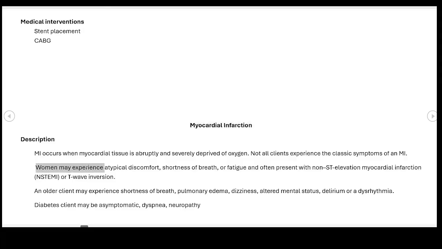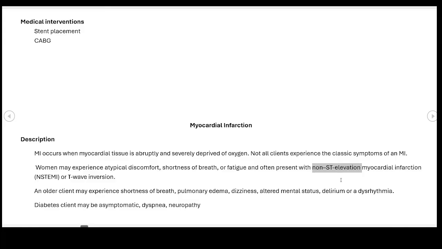If it is a woman, they may experience atypical discomfort. So instead of chest pain, we'll be talking about shortness of breath. We'll also have fatigue, and when you get the EKG for women, the ST segment will not be elevated. So it is not always that the ST segment will be elevated, but as long as the troponin levels go up, we say that the person has MI.